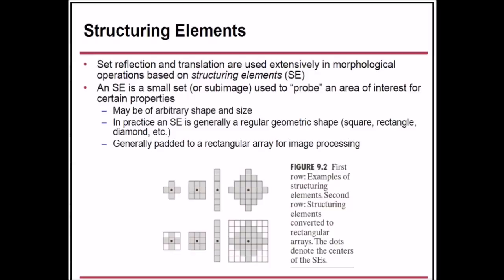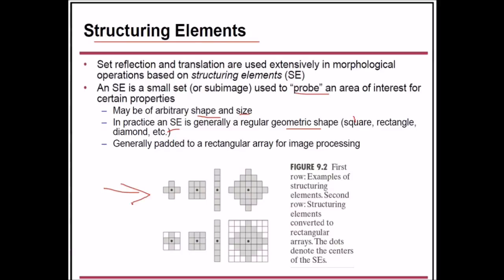Now, set reflection and translation are used extensively in morphological operations such as structuring elements. A structuring element is a small set or sub-image used to probe an area of interest for certain properties. Probe means finding. These properties may be of arbitrary shape and size in practice, and the structuring element is generally a regular geometric shape, that is square, rectangle or diamond. So it is generally padded to a rectangular array for image processing.